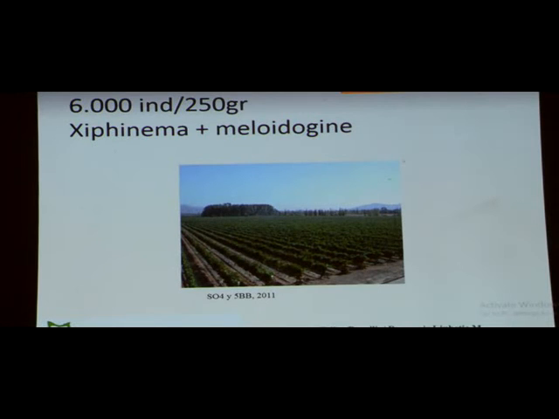So it's not a problem anymore with this. If we have very good soil preparation and good management, it's not a problem, even for 6,000 individuals. Yes, this is Casablanca. These plants in Casablanca are half an hour from the coast, just before Viña del Mar. It's a wine area. These plants right here are 12 years old.